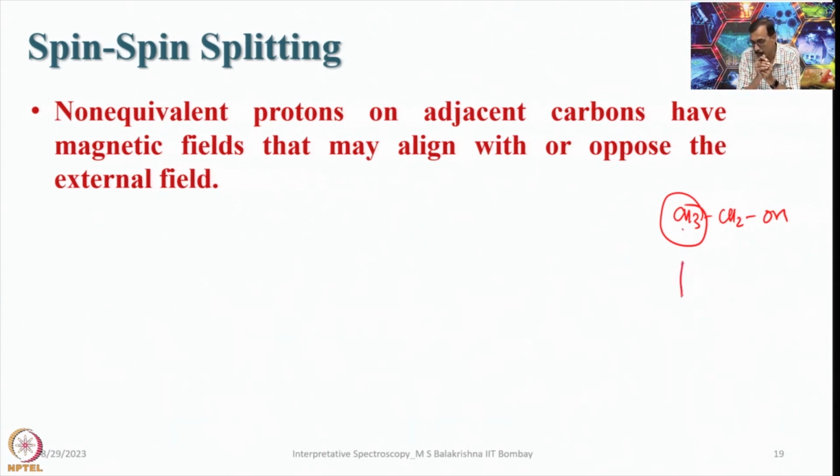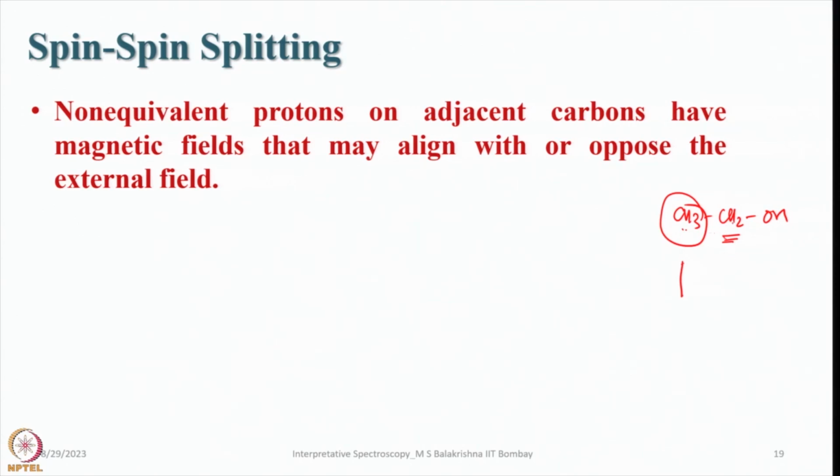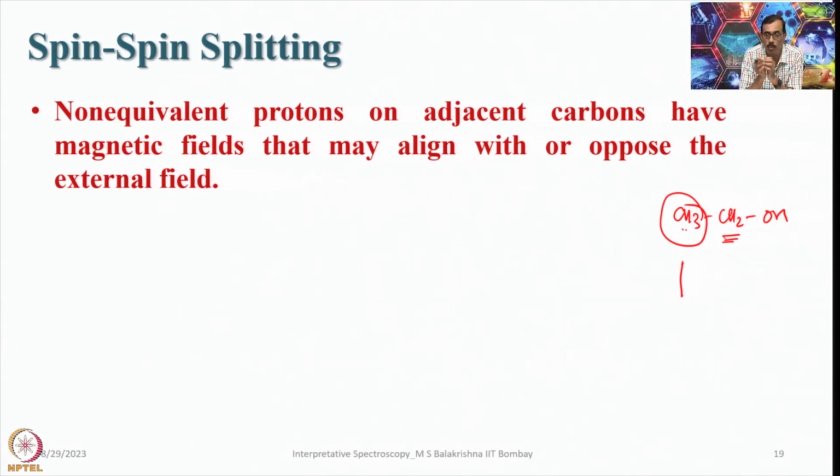But on the other hand, when these protons are present, the neighboring ones would not keep quiet, they will also be present. As a result, whatever induced magnetic field they generate can also influence the chemical shift of this one. To what extent they influence depends on whether they are aligned with the magnetic field or opposing the magnetic field. So the neighboring protons can split the adjacent protons on the adjacent carbon atom depending upon how many such protons are there and how they are behaving in the magnetic field. This leads to the term called spin-spin splitting.